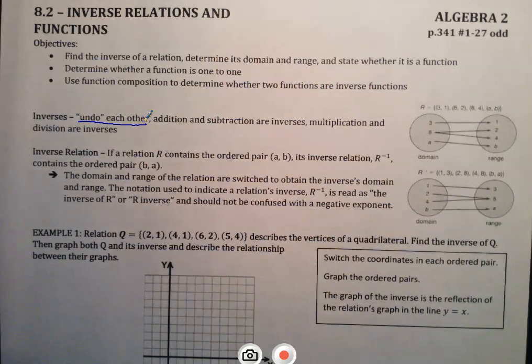Okay, so an inverse relation. If a relation, which we're calling R, contains the ordered pair (a, b), its inverse relation, which we write as R to the negative 1, we still read it just as inverse of R, contains the ordered pair (b, a).